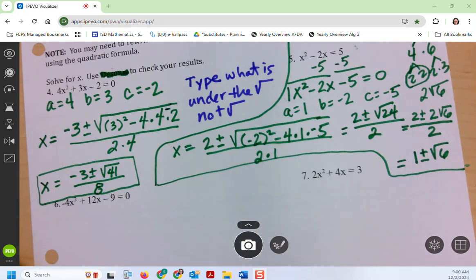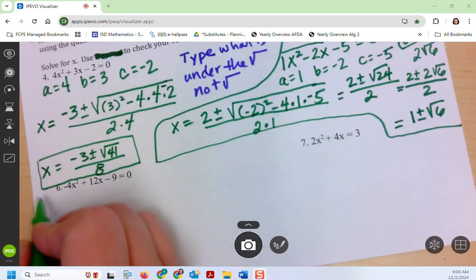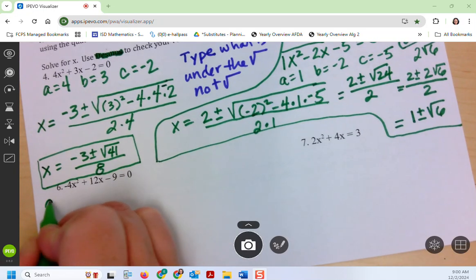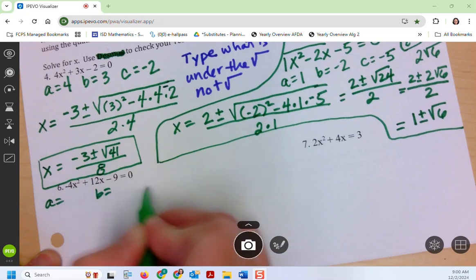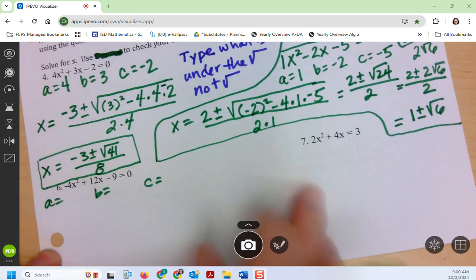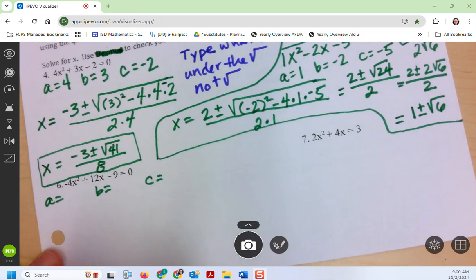All right, we're going to try number 6 right now. And then I'm actually going to leave number 7. Number 7 is worked out on the key, and you can look at that later. But for now, we're just going to do 6. So for 6, you're going to identify what is your A, what is your B, and what is your C. And feel free to use all the space you need, because I don't plan on doing 7 today.